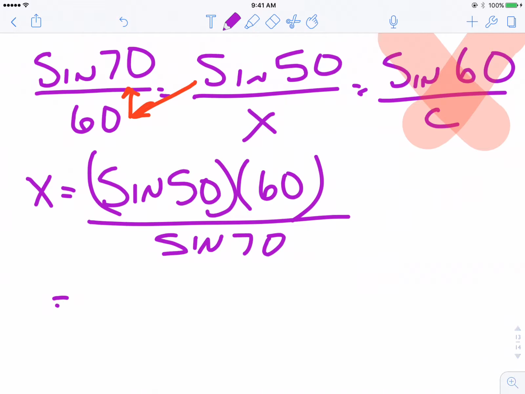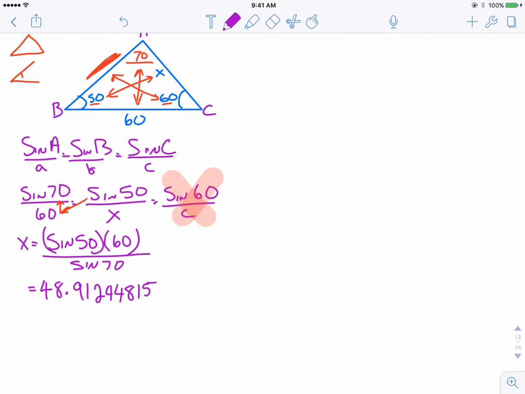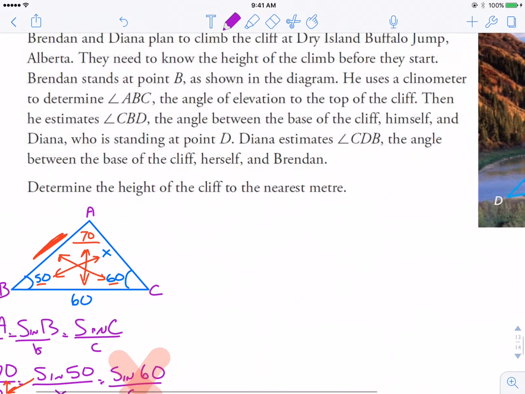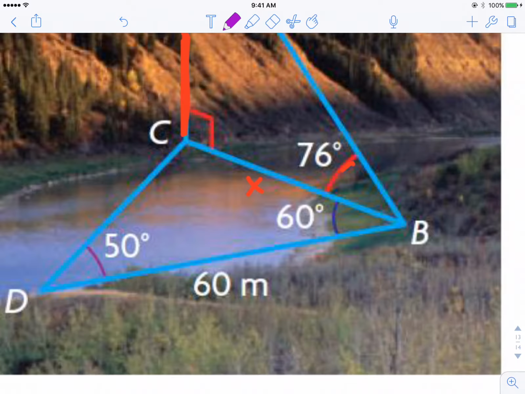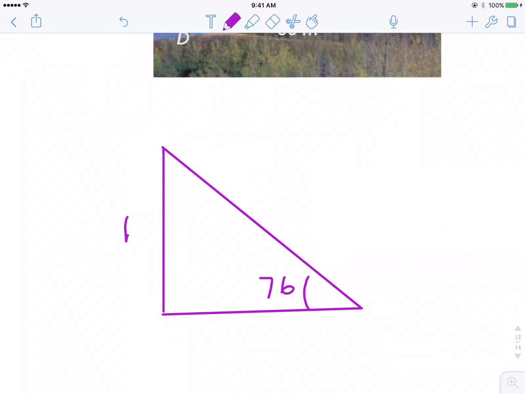Punch that into your handy dandy calculator. You get 48.9124815. What does that tell us? This side length, 48.91 something, is this side length here. Right there. So now I can see I have this right angle triangle. Looks something like this. There's my height of my cliff. Here's the 48.91 whatever I just calculated. This makes my angle of 76 degrees. That's the height I'm looking for.